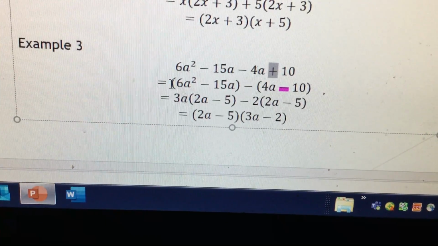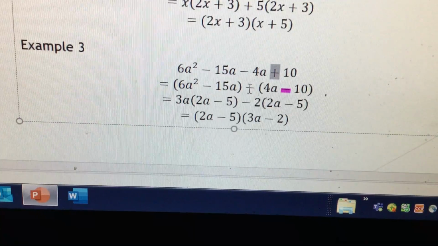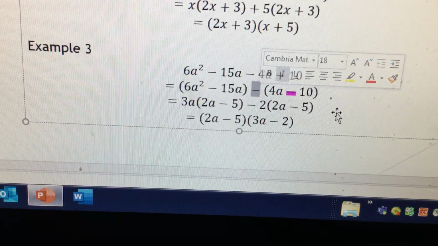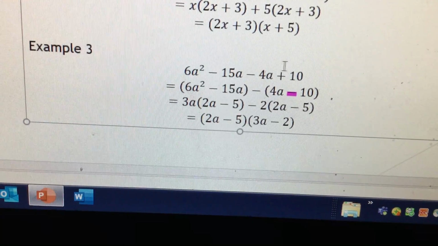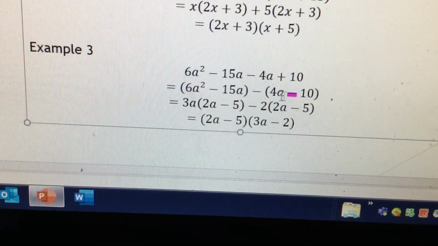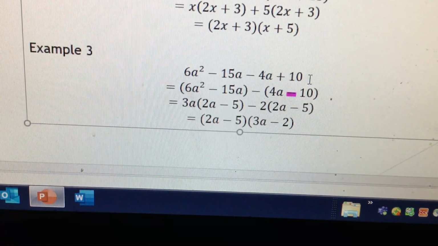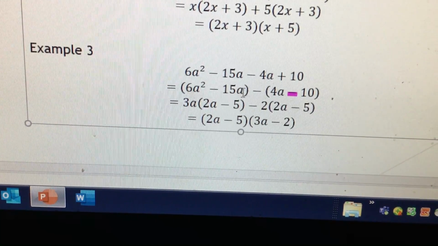So we'll start again by bracketing. First 6a² − 15a, and then because we've got a minus here, the sign that comes next, the plus, is going to change to a minus. As minus minus, when you expand the brackets, we'll get back to plus 10. Now we factorize each bracket individually.